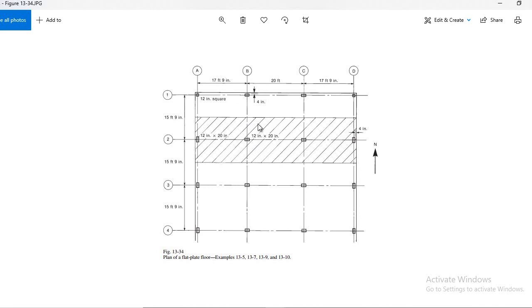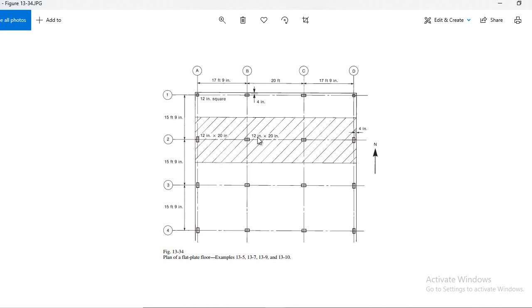Now in this lecture we will cover this example very quickly. I have explained thoroughly all concepts and all steps of the equivalent frame method from lecture number 1 to lecture number 9, so please watch those lectures sequentially, and if you have any ambiguity regarding those lectures at any step, you can ask a question through the comment box.